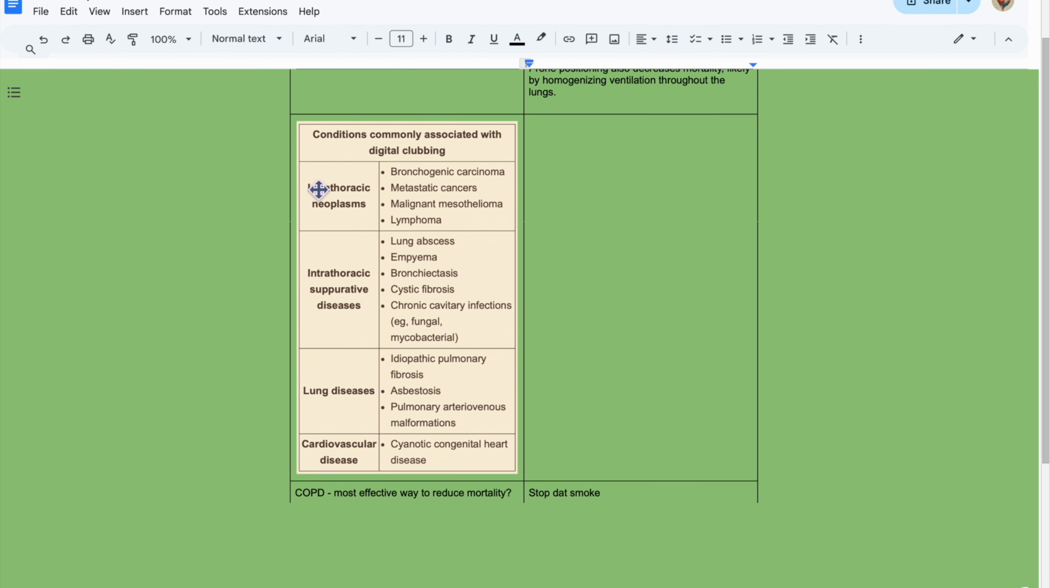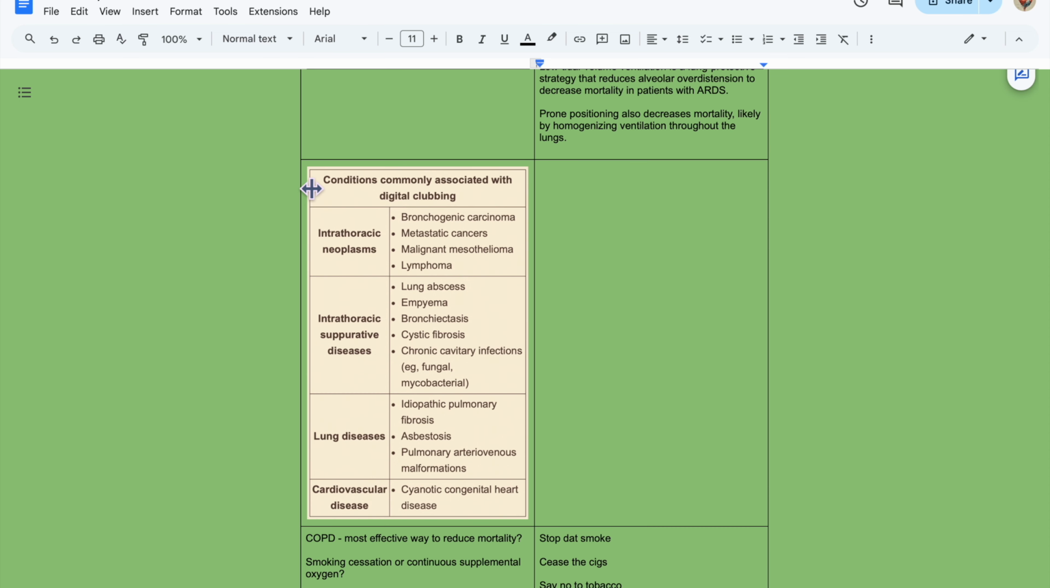So these are conditions commonly associated with digital clubbing. So just go over that while I drink water. You should drink water too if you have it.